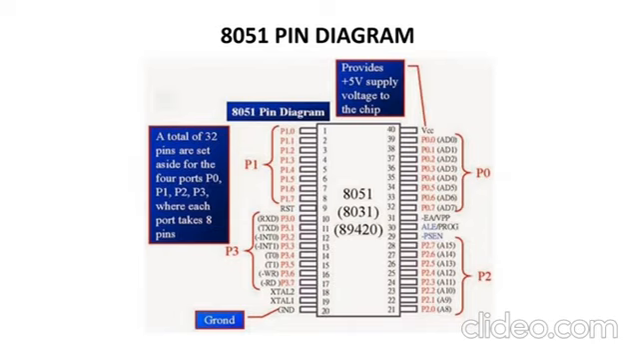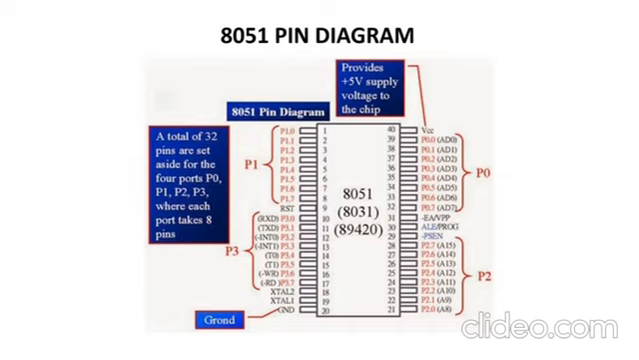Whenever I make that reset pin high, this pin resets the microcontroller. Whenever I apply 0 on that reset pin, the program starts execution from the beginning. This is about the reset pin. Then supply and ground.